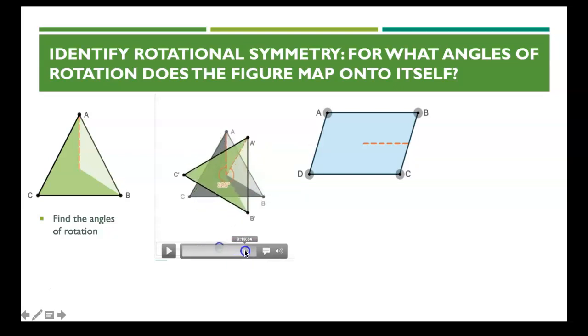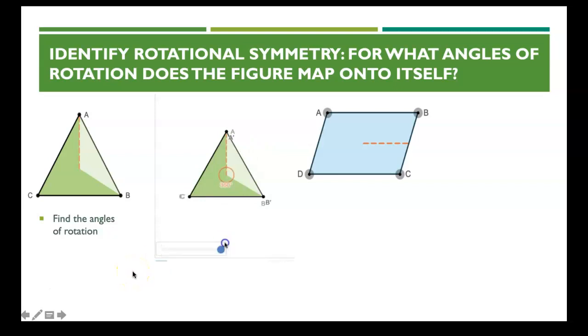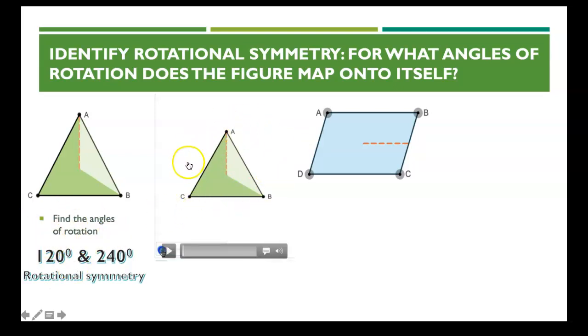I can keep going all the way around again. I got to 360. The angles of rotation would be 120 and 240. Everything has 360 degree symmetry, so it's not interesting that I write that down. So this has rotational symmetry of 120 degrees and 240 degrees. And that's how we kind of figure it out. What happens when I turn this shape?